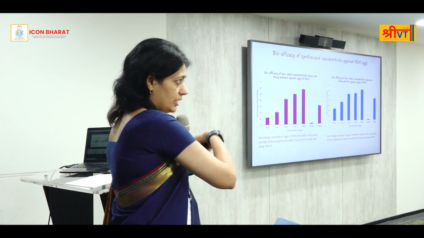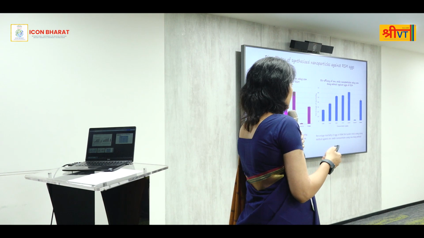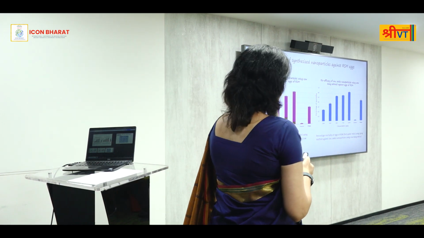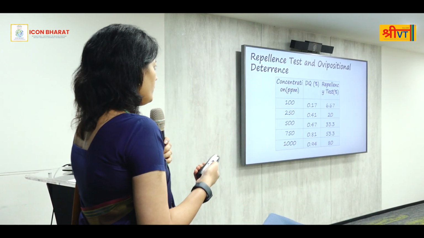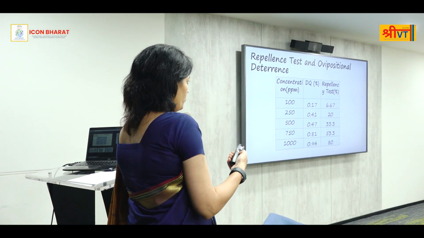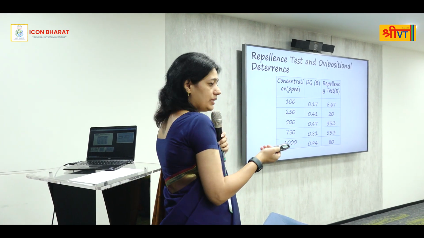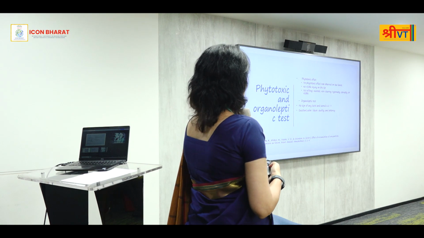The previous one was on adults, and this is what we did on eggs, and we again found the same result, that the cow dung was giving much better protection. We did a repellency test, to see whether it causes repellency or ovipositional deterrence. So the concentration in ppm, and we found that 1000 ppm was actually doing good justice.